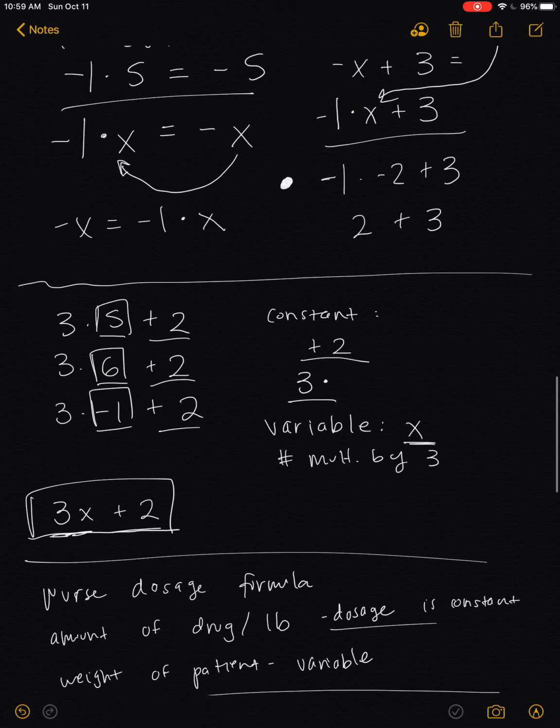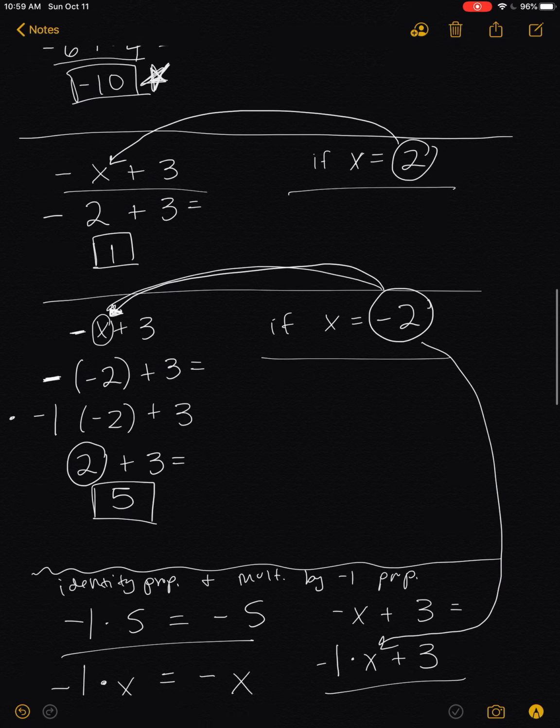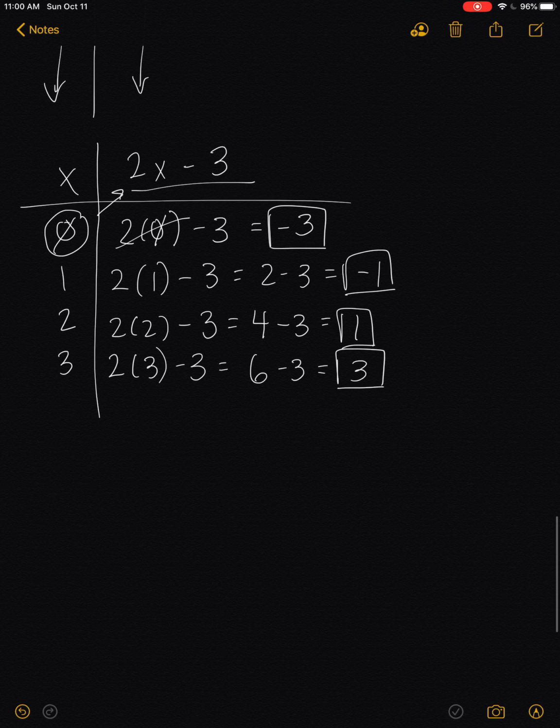So that's the same thing that we were doing all the way up here with these if ones. It's just written in a table form. It's just a different way of looking at it. Right, so I'm saying if x equals 0, what is 2x minus 3? If x equals 1, what is 2x minus 3? If x equals 2, so on and so forth, right? And then we get different answers.